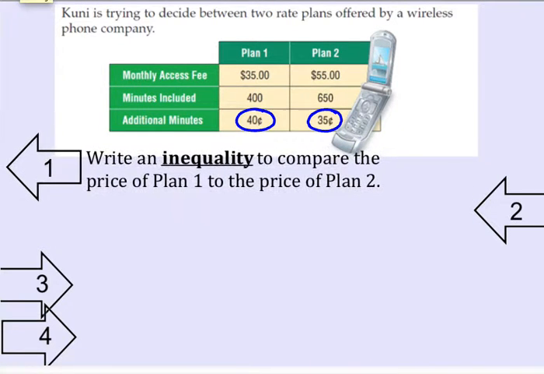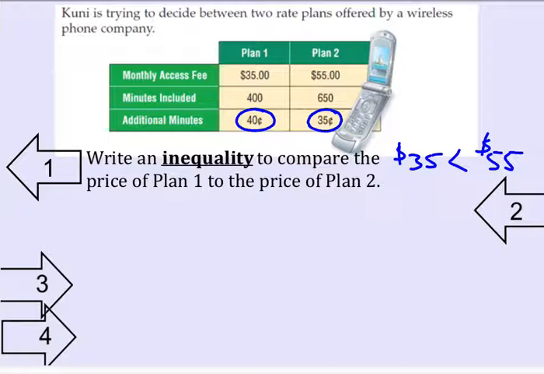first is this. Write an inequality to compare the price of Plan 1 to the price of Plan 2. Well, just the price itself. Plan 1 is $35, and Plan 2 is $55. And if you weren't worried about how many minutes you were going to use, I'd say you'd probably go with Plan 1 because that is less than Plan 2. 35 is less than $55.